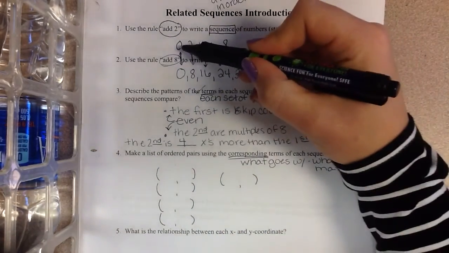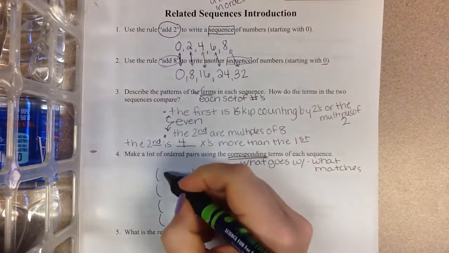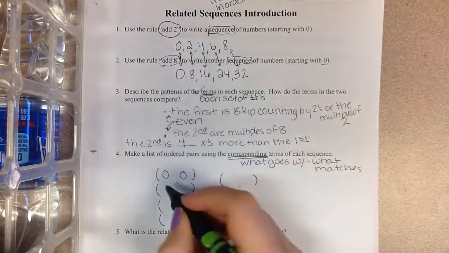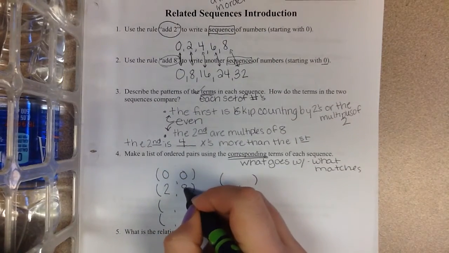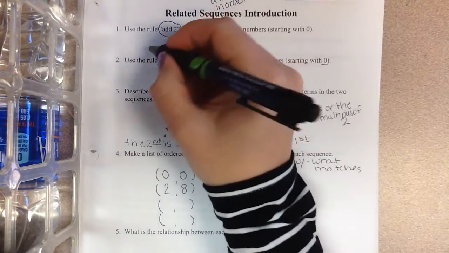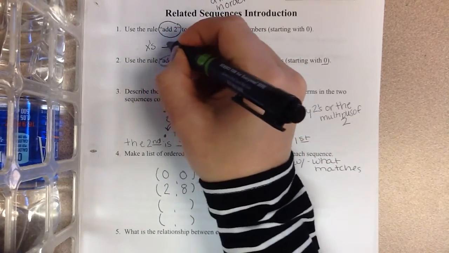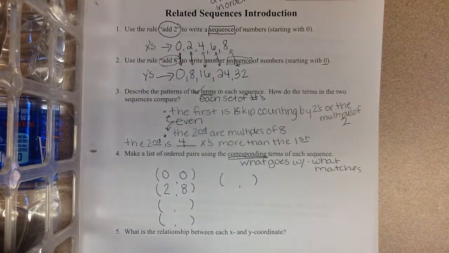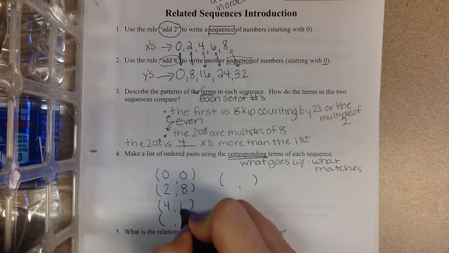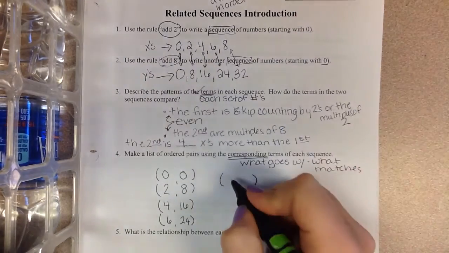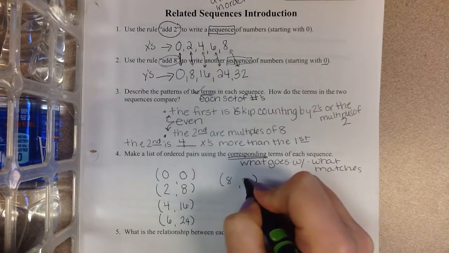So the first ordered pair is 0, 0. The numbers that go with each other. 2, 8. So when I'm talking about writing an ordered pair, I'm looking at the first list compared to the second list. So these are going to be the X's. These are going to be the Y's. So 4, 16, 6, 24. Where am I getting these? 4 goes with 16, 6 goes with 24, 8 goes with 32.